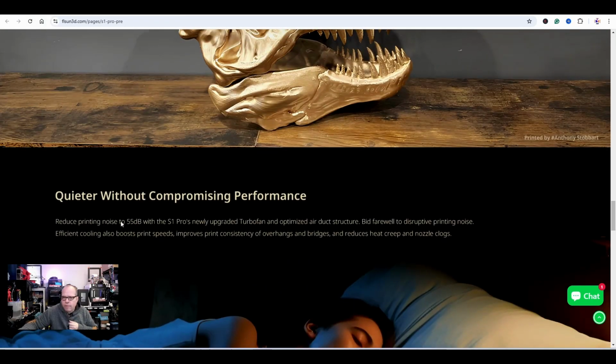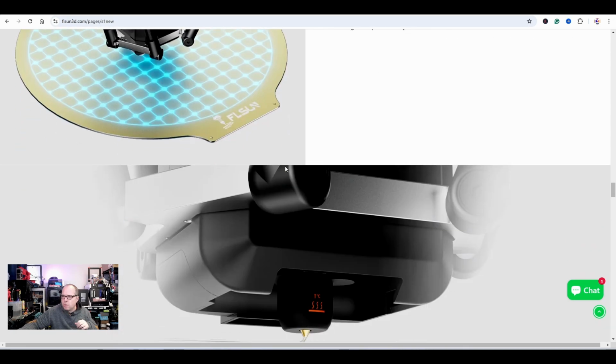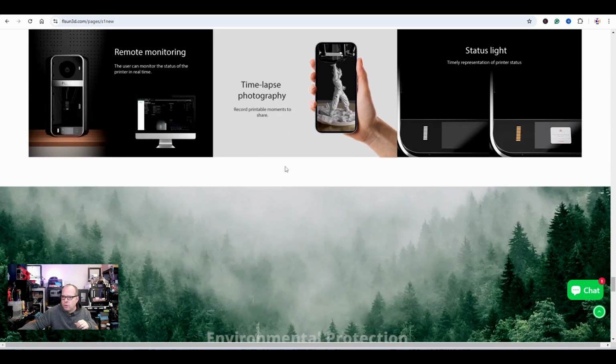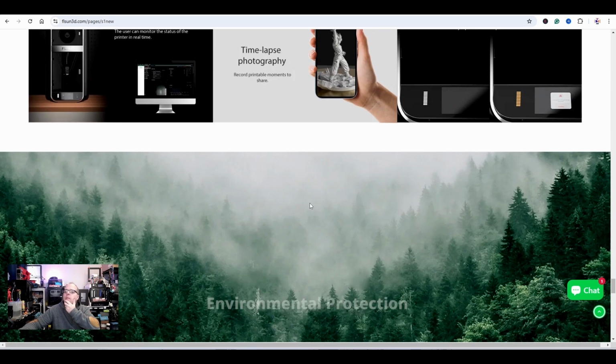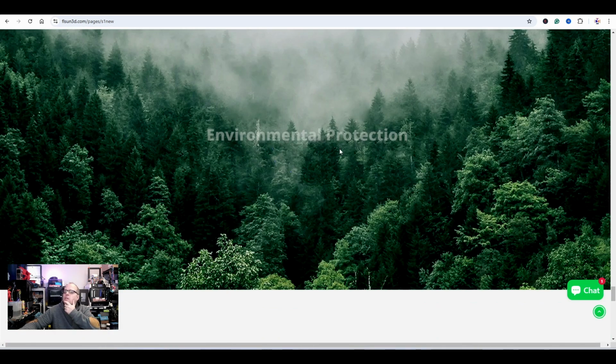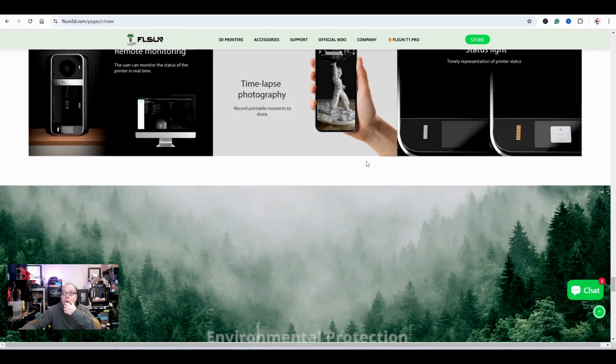Yeah, here 55 decibels, reducing printing noise to 55 decibels. Just like I mentioned, the T1 Pro has 55 decibels. I don't know what it was here. Do we have that here? And they still didn't update anything about the environmental protection. What does it do? I don't know.